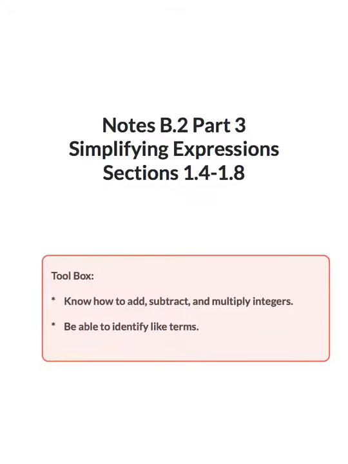So now we want to bring it all together. We're going to talk about simplifying expressions in general. This comes from sections 1.4 through 1.8 in the textbook. In order to be able to complete this section successfully, you want to know how to add, subtract, and multiply integers. You also want to be able to identify like terms.